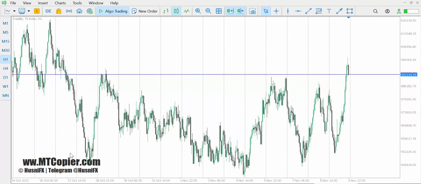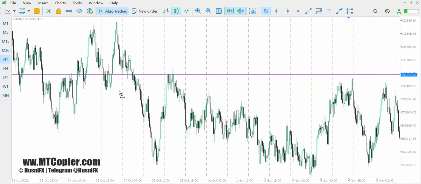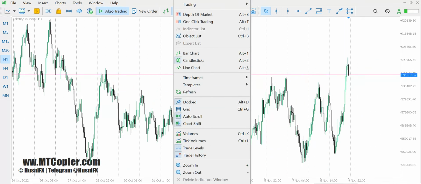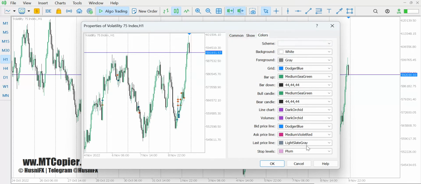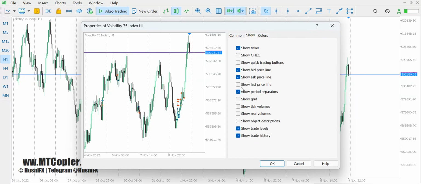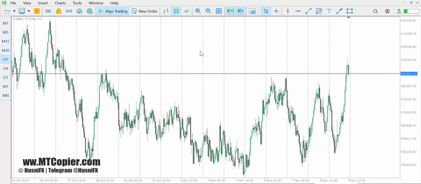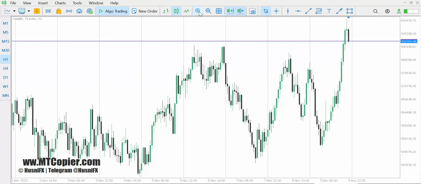So how to set up your charts? You come to your chart, right click and then click properties, then choose any color of your choice, and you have to always select to show period separators, which is very important. And then these lines will come up, and this is very important.